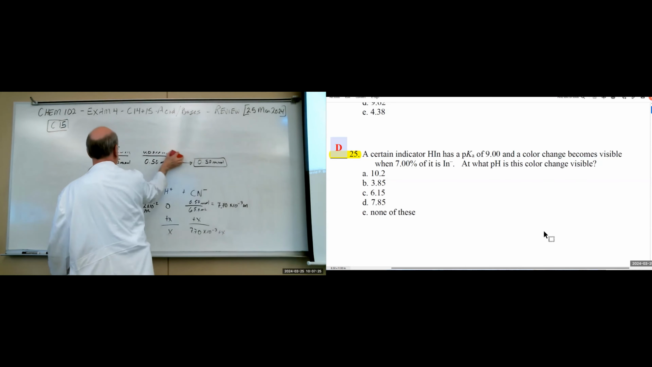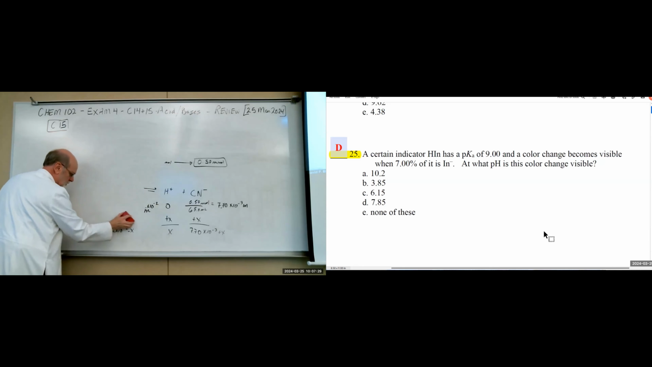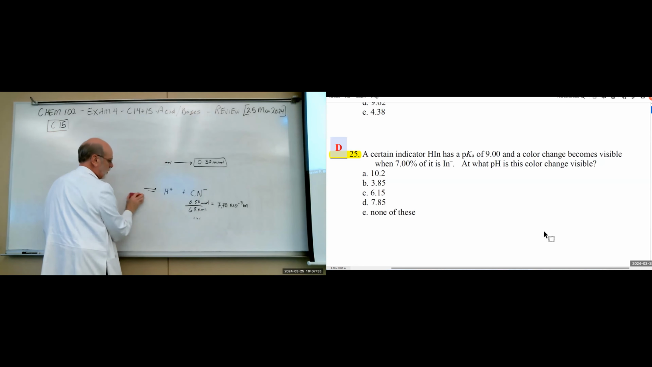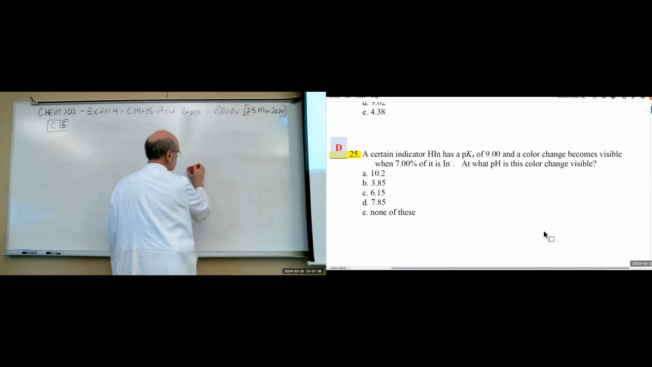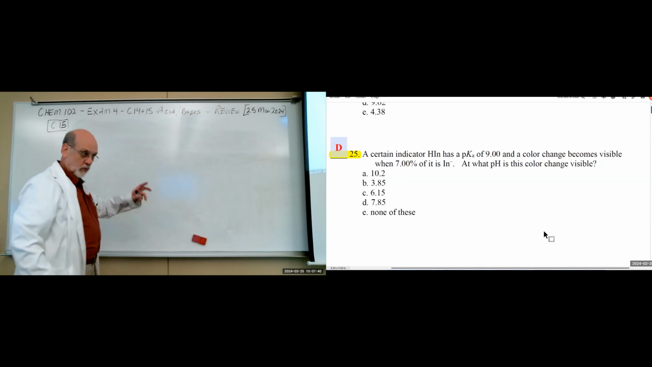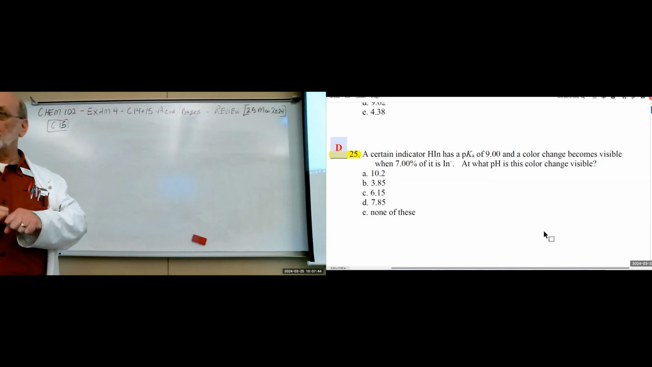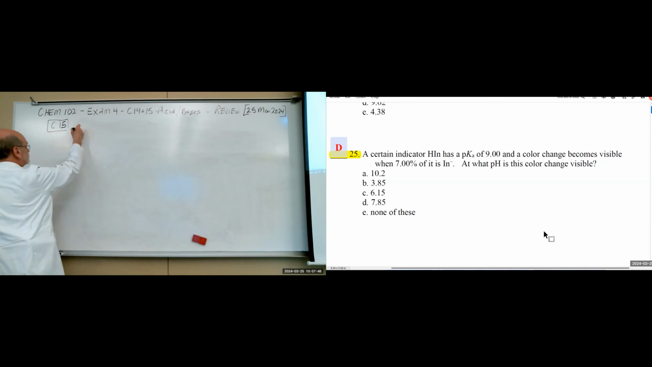But overall, the procedure was the same. You do the stoichiometry first, and that gives you a starting point for your equilibrium. What you have to do is decide what equation determines the equilibrium. All right, 25.